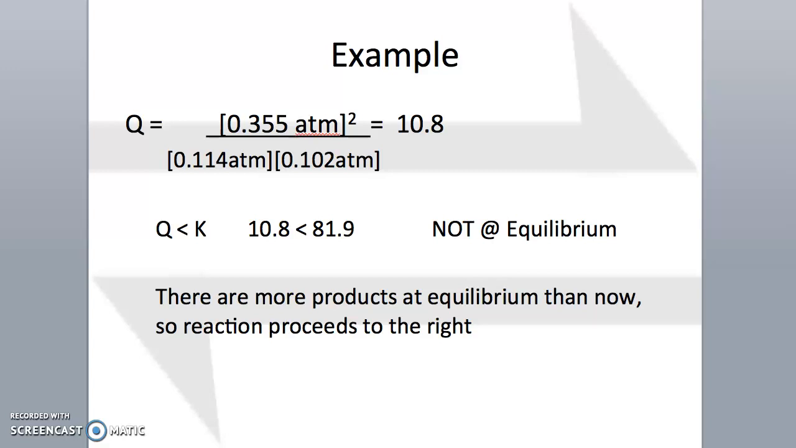This concludes this mini lecture where we discuss the assumption rule that can be used with very small values of the equilibrium constant, as well as calculating a reaction quotient that can be compared to the equilibrium constant to determine if the reaction is at equilibrium. In our next lecture, we're going to learn how changes to an equilibrium affect the species present.